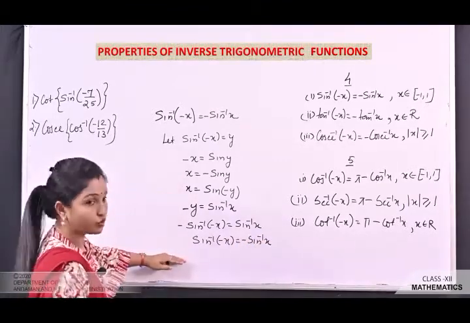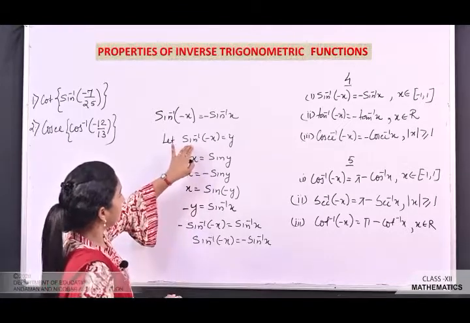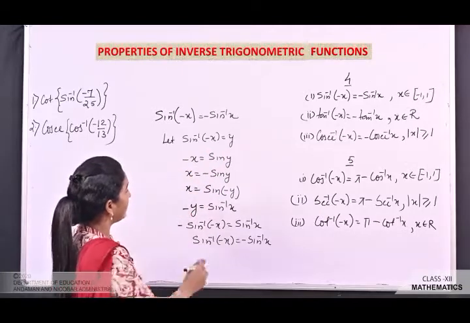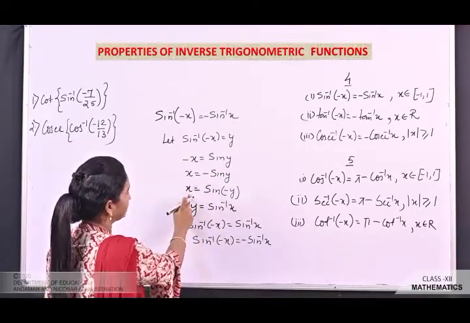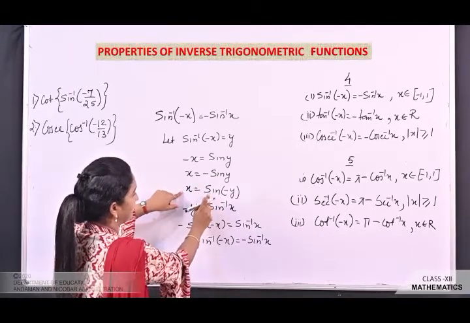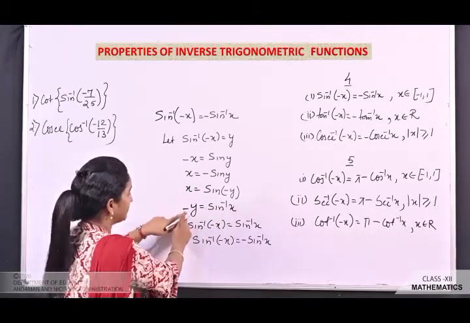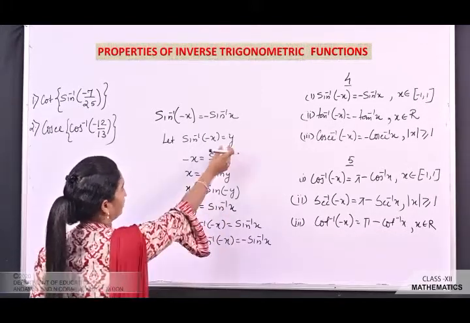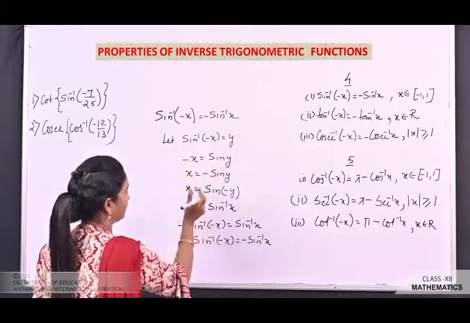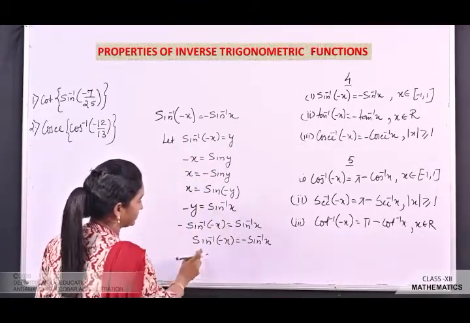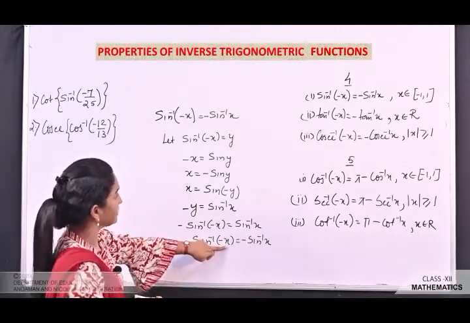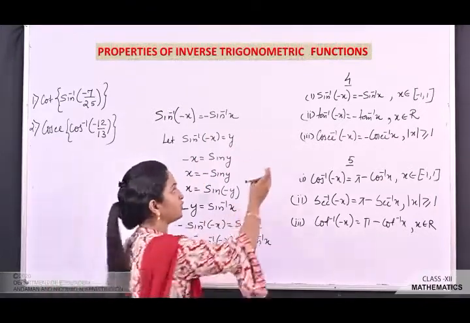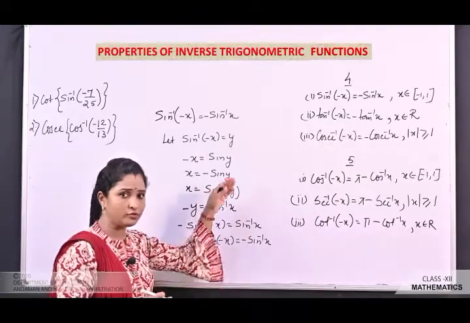So this is the way you have to prove the first formula. Once again I am telling you, see, sin inverse of minus x, you have taken y. So minus x will be equal to sin y, x will be equal to minus sin y. So x is equal to what? Minus sin y can be written as sin of minus y. Minus y will be equal to, if you take sin inverse, sin inverse of x. What is the value of y? You already got it, that is sin inverse of minus x. Take minus to the other side. So you will get sin inverse of minus x is equal to minus sin inverse x, and you have proved the first formula. Similarly, you can prove the second and third one. I hope this property is clear.